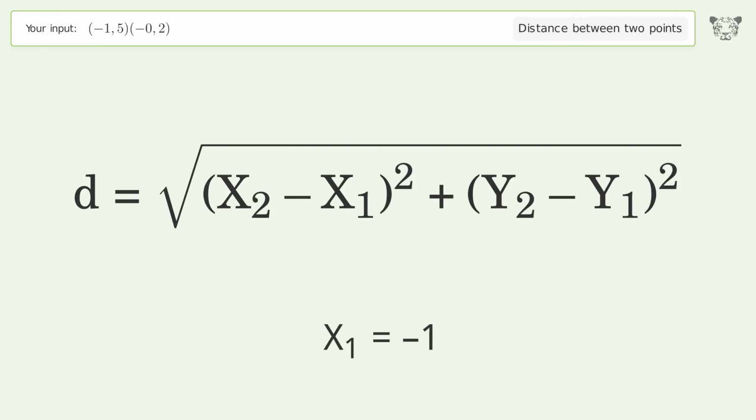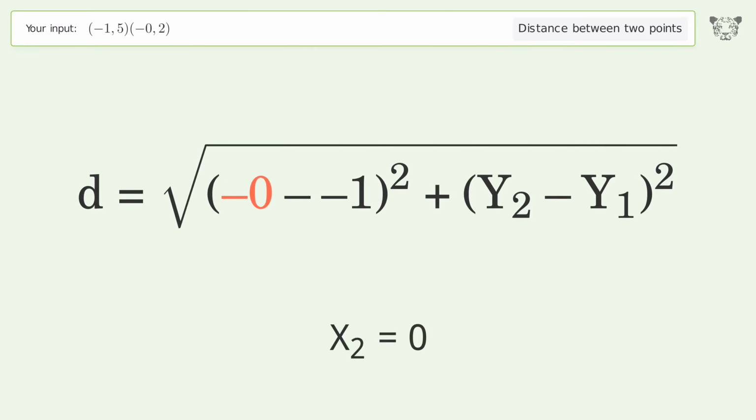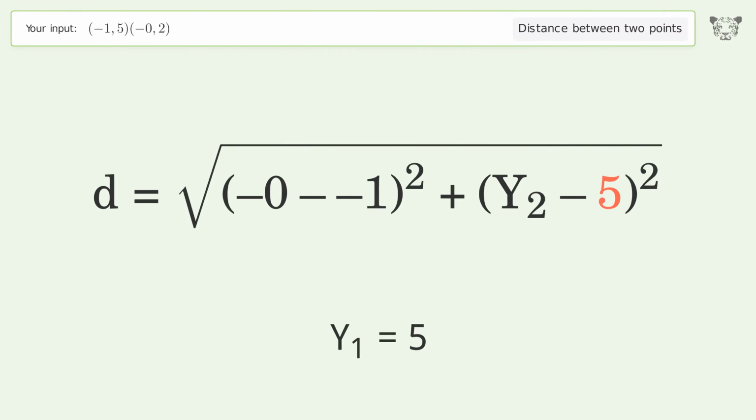x1 equals -1. x2 equals 0. y1 equals 5. y2 equals 2.